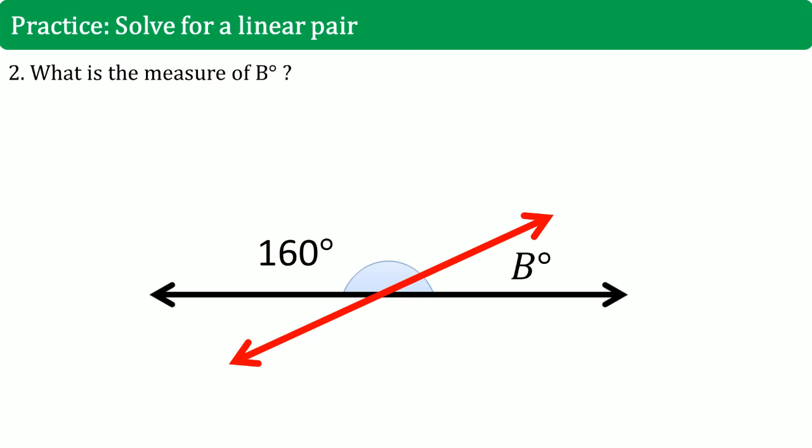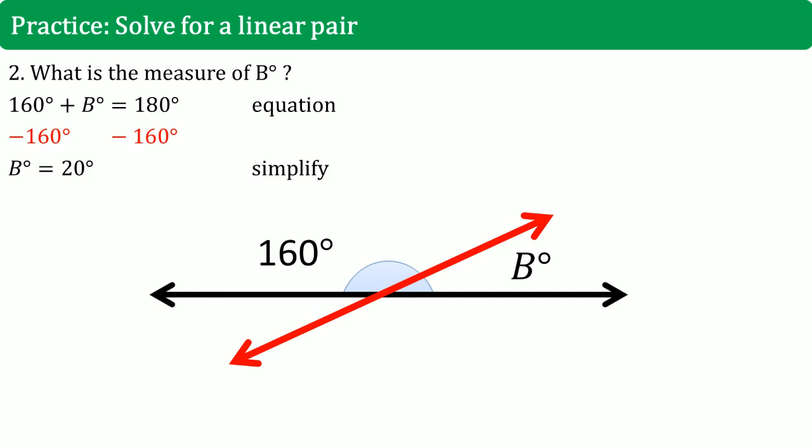I would like you to give this a try. Now practice solving a linear pair. In this case, this angle is 160 and you're solving for the missing angle measurement of angle B. Here's the solution. The equation would be 160 plus B is equal to 180. Solve B by subtracting 160 from both sides. On the left hand side you get B, and on the right hand side 180 subtract 160 becomes 20.